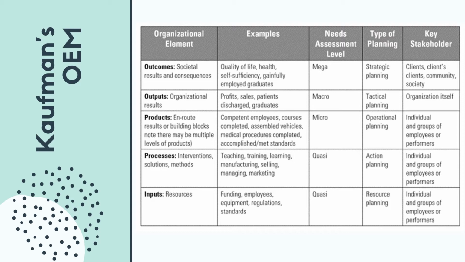The first column of the chart lists different organizational elements. As you follow the chart across, you will see how each organizational element corresponds to a level of needs assessment, mega, macro, and micro, as well as a type of planning and a key group of stakeholders.